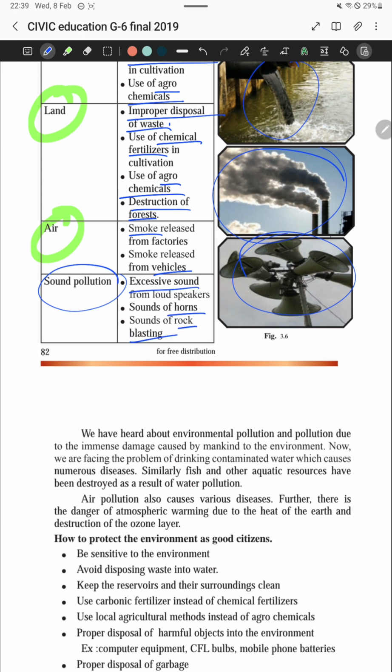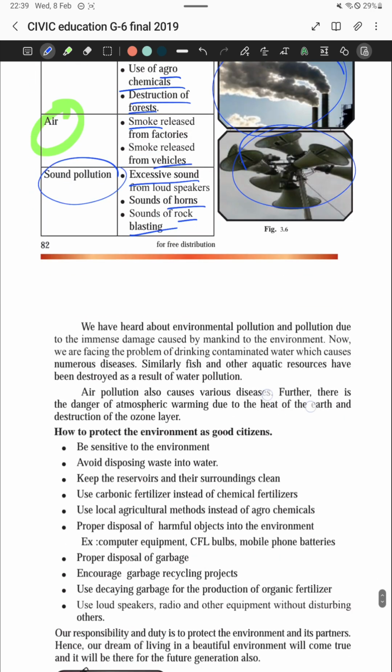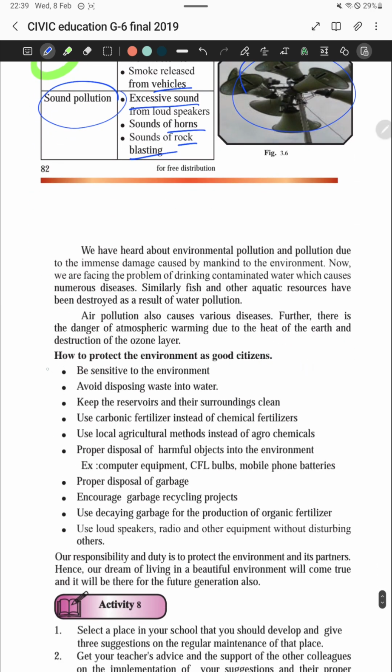You know that using the, what are those things we call, using dolomites and other chemical explosive things, right? You must know about those things also, right? So then how to protect the environment as a good citizen?